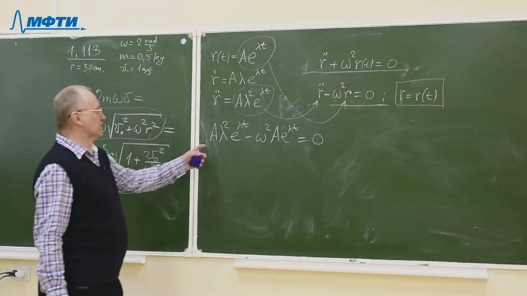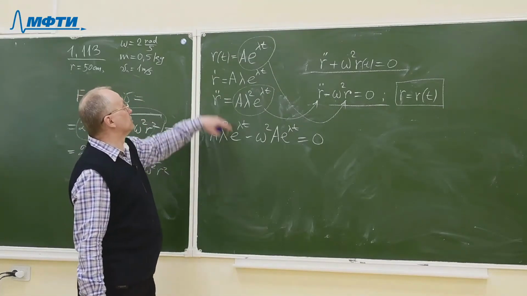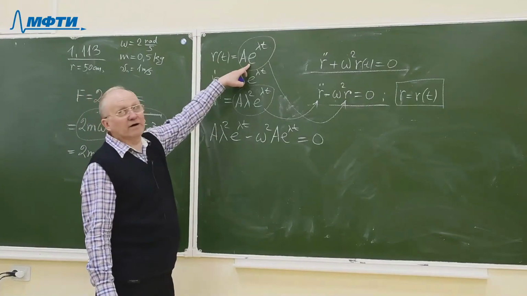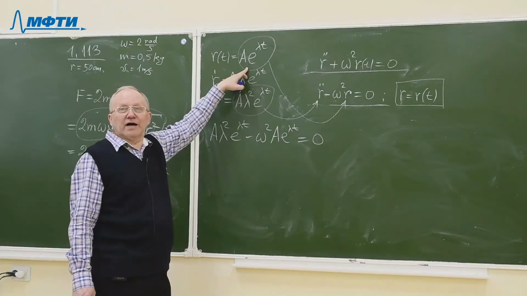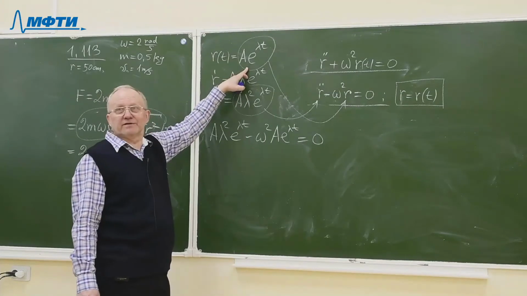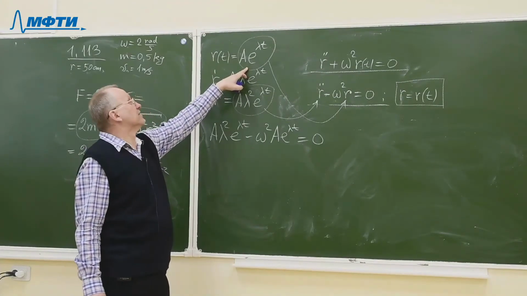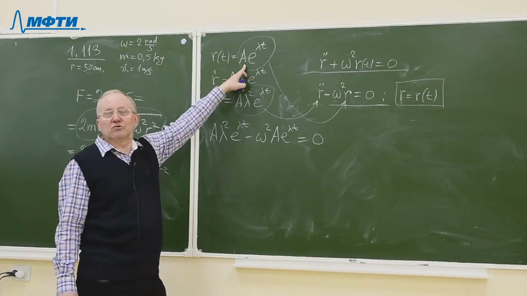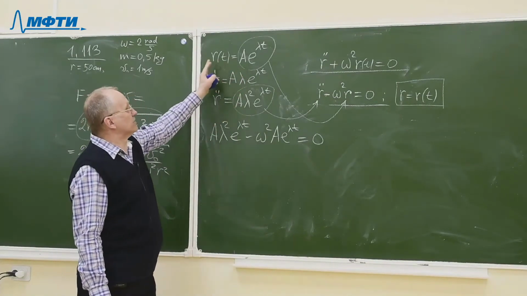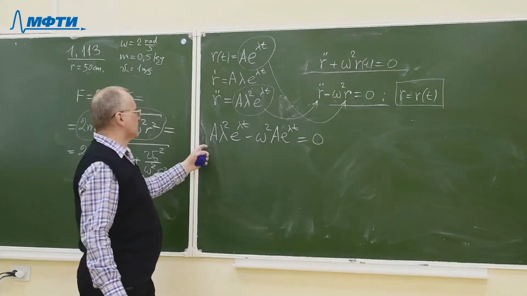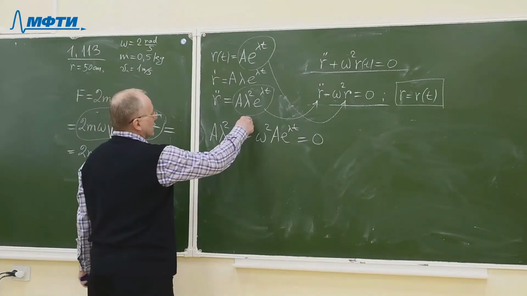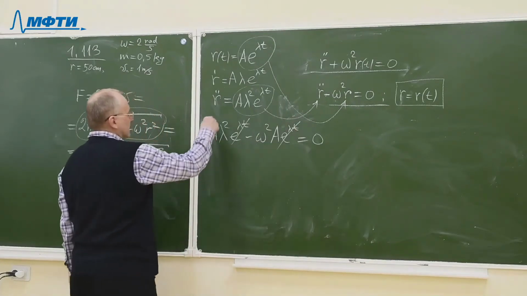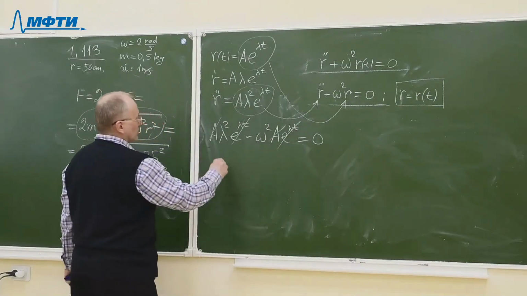That's our differential equation after we have substituted our formula. I don't know whether this formula will be a solution. I'm just trying to check if this formula will be a solution or not. So I substituted this formula into my differential equation and I obtained this result. I note immediately that the exponent can be cancelled and a can be cancelled, and what remains?